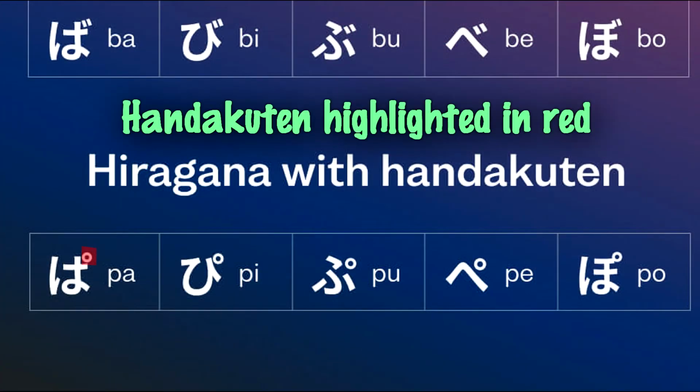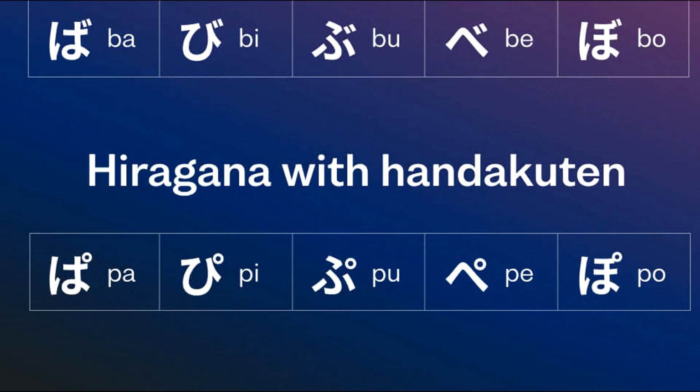The handakuten are these small circles behind the hiragana characters that basically do the same thing as the dakuten, in that they change the pronunciation of the character. Handakuten is only used for the H row, and makes them have a P sound.